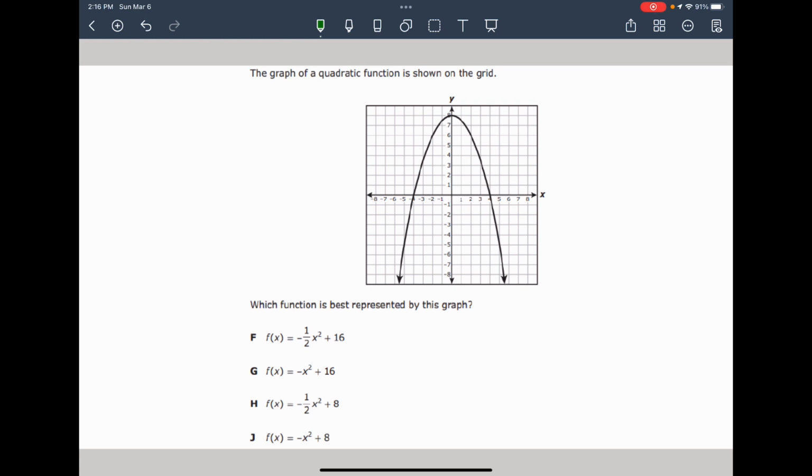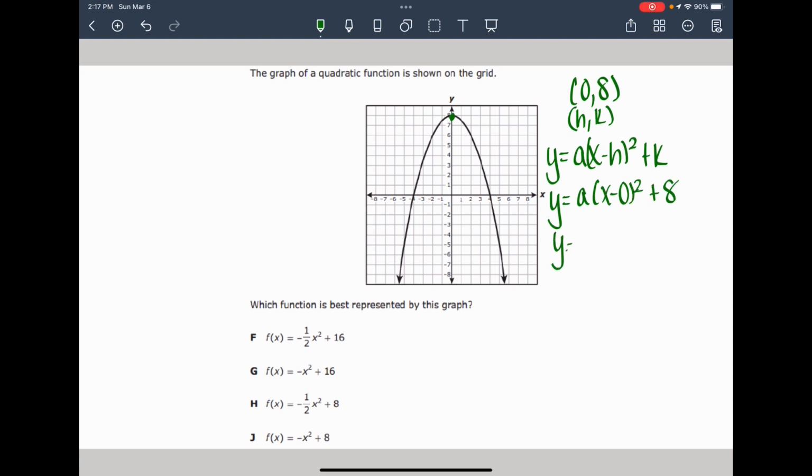So this asks us to write an equation based on this function shown on the grid. So what you do is you always start off with the vertex. So the vertex is at (0, 8). And a great place to start off is in vertex form, where you have y equals a times (x minus h) squared plus k. And remember, the coordinates of the vertex will be h and k. So I'm going to go ahead and plug that in. So I get y equals a times (x minus 0) squared plus 8. So that's y equals ax squared plus 8.